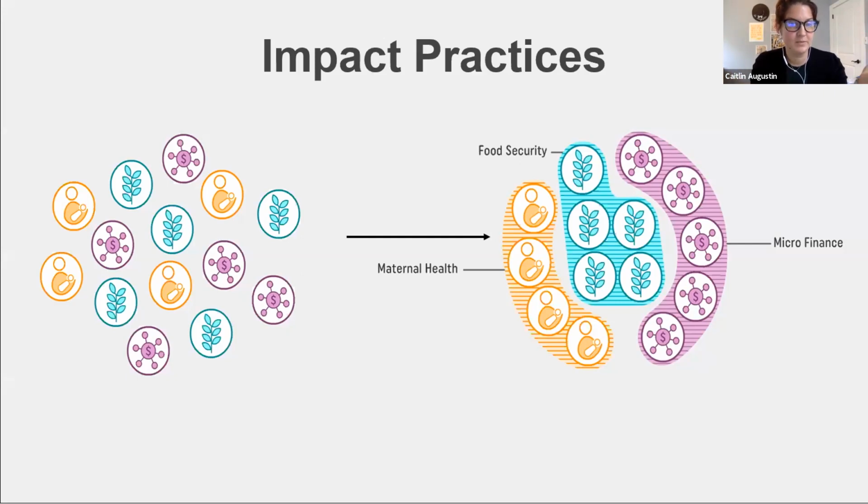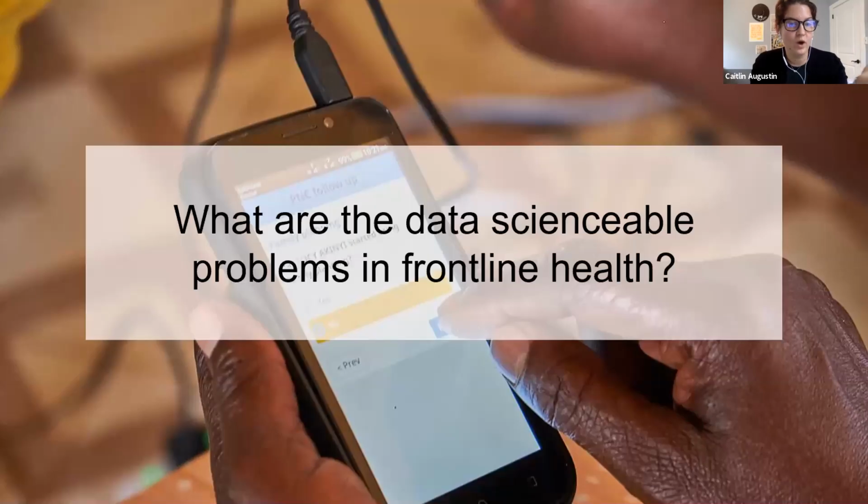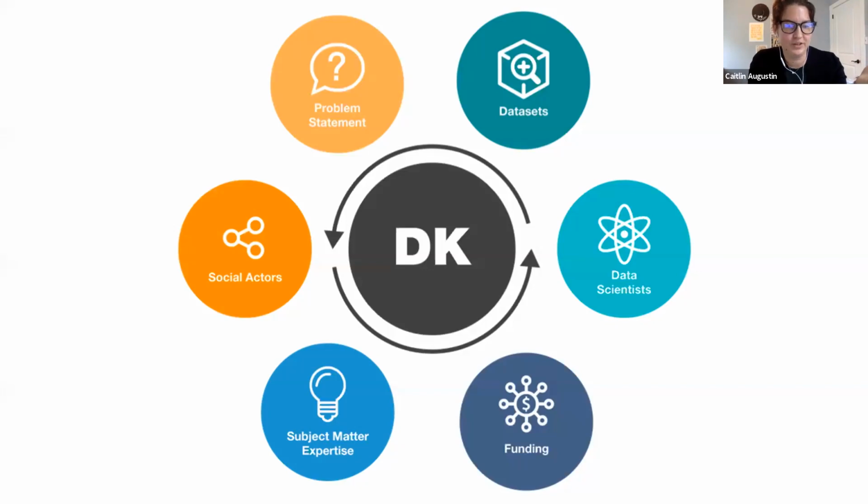And so we came to this with a question. If you click to the next slide, just literally saying, what are the data scienceable problems in frontline health? And the way that we approached solving this and actually coming up with an answer to this question was, if you click to the next slide, following what DataKind calls the 6 components.